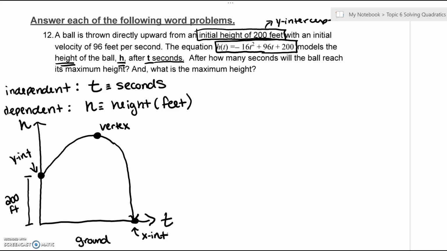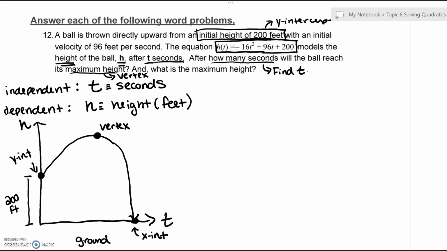So the first part says, after how many seconds, so how many seconds, and remember, seconds is a t value, so this is asking you to find t or x, will the ball reach its maximum height? And you guys did a great job of knowing yesterday that if it talks about a max height, it's talking about the vertex. So put these two things together. Find t or x of the vertex.